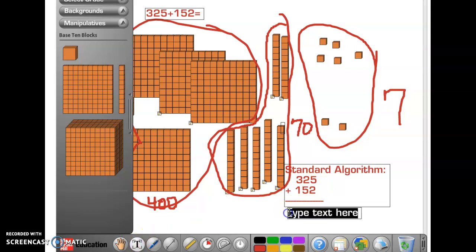So over here with my standard algorithm, I'm going to start first with my ones. 5 plus 2 was 7. And then I added my tens. 2 tens plus 5 tens, or 20 plus 50, was 70. And then I am going to do my hundreds. 300 plus 100 is 400. So here I have 325 plus 152 is 477.